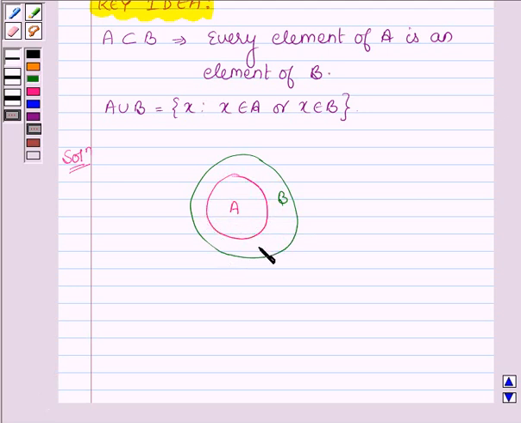of set B. So, union of A and B will be the whole circle B or the whole set B. And thus we can say that A union B is equal to B. So, our answer is B and this completes the solution.